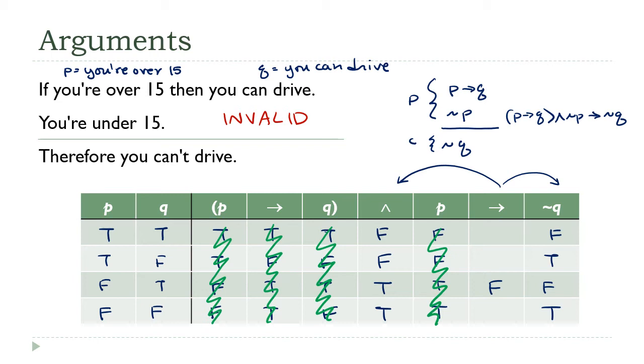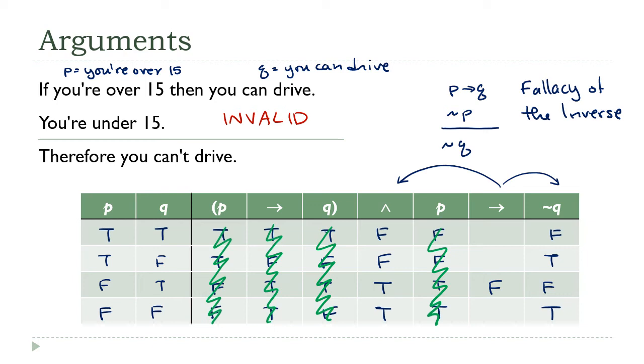Let me clean up here just a little bit. Some of these logical forms occur often enough that they have names. This one, P implies Q and not P, therefore not Q, has a name. This is called the fallacy of the inverse.